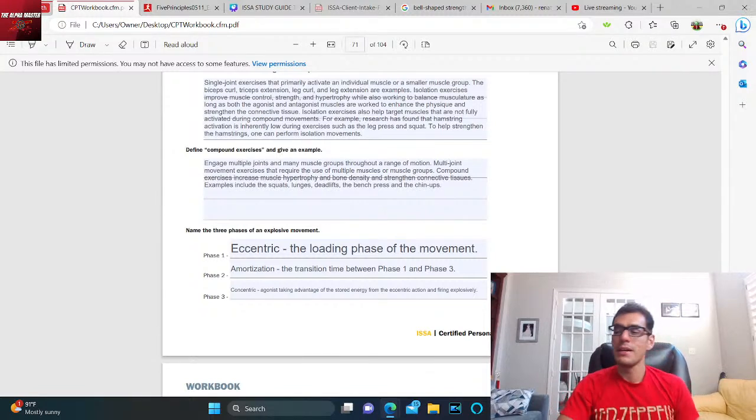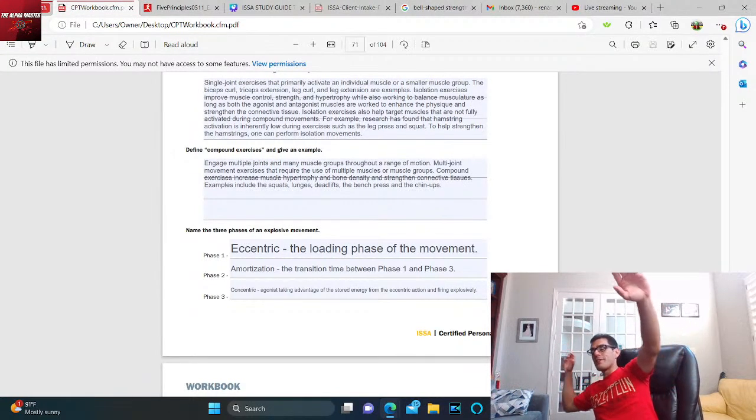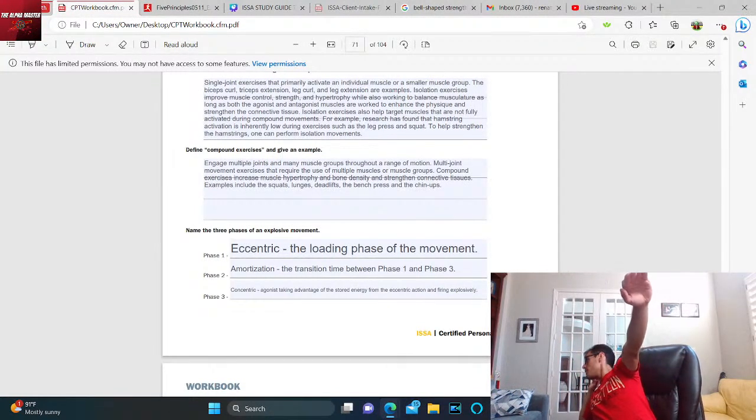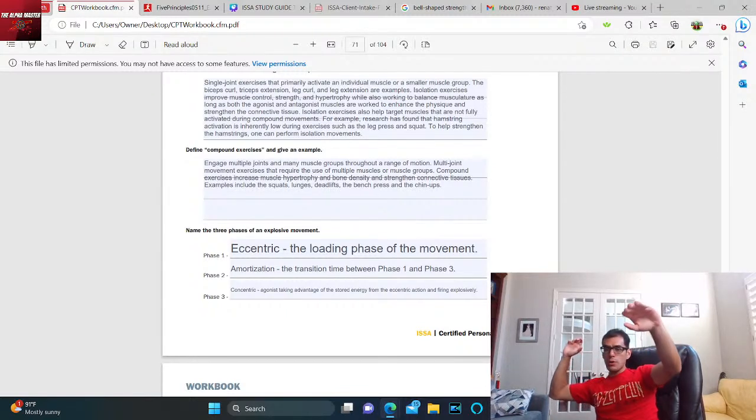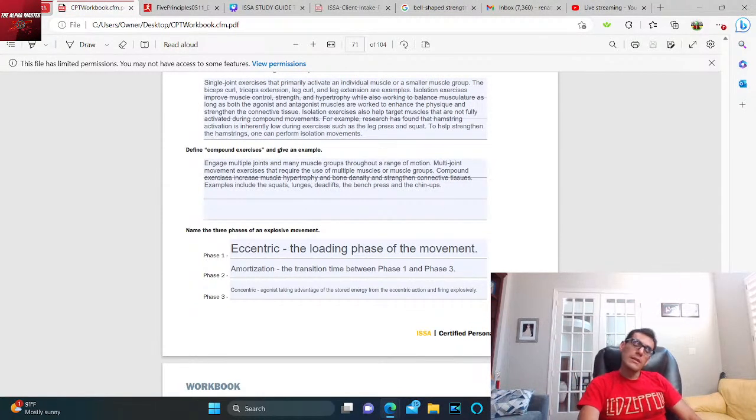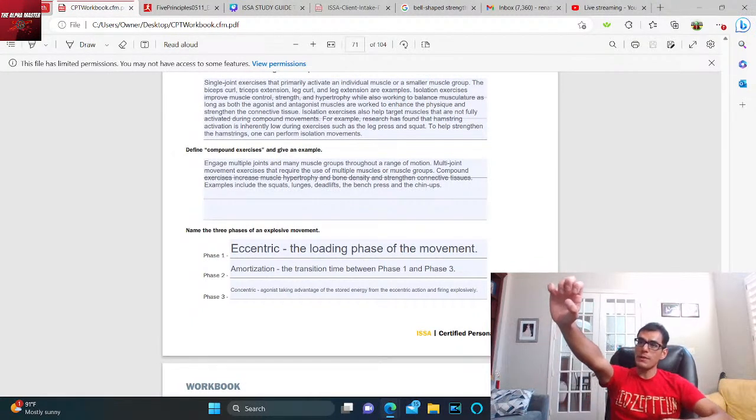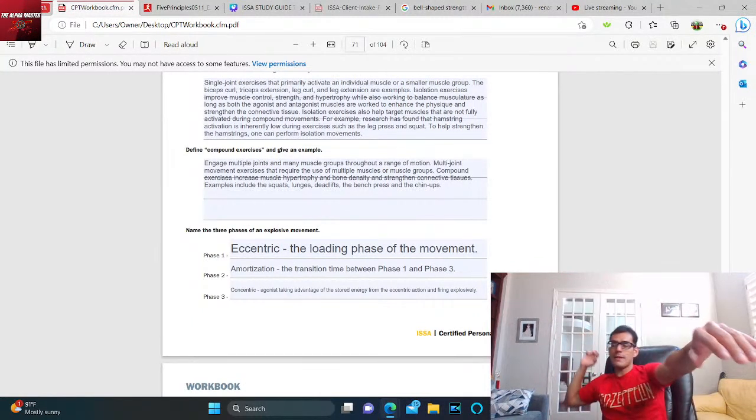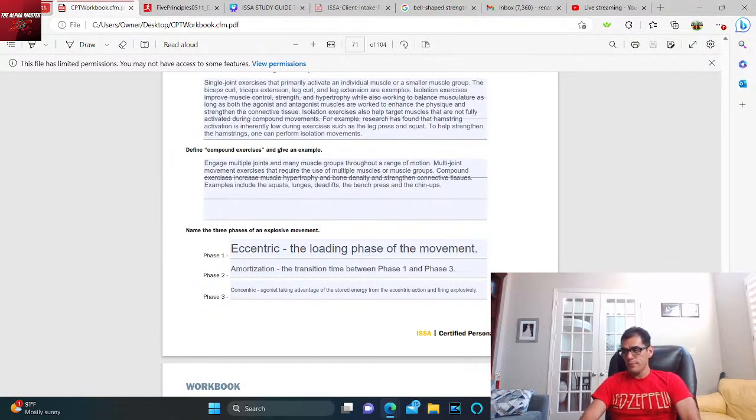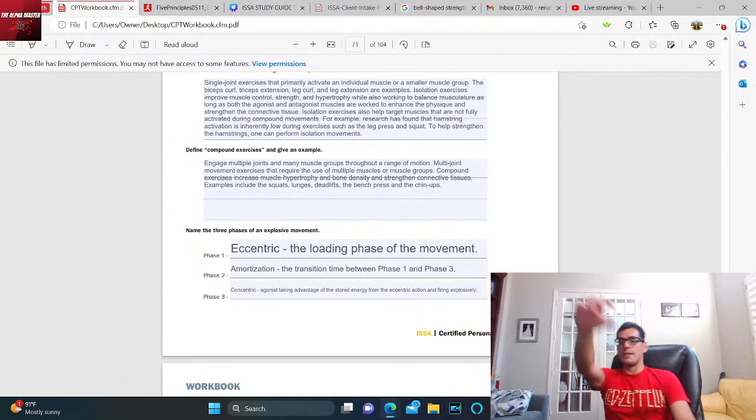Like when you are going to throw a ball, eccentric phase is going to be when you go all the way back here. Then amortization is going to be the transition time, like when you're throwing, and then in the concentric phase, the agonist takes advantage and it throws all the way. Eccentric goes the opposite direction from concentric because you have to go back here. Because if you start from the middle, your force is not going to be the same as if you go all the way from eccentric to concentric. From back here, the middle is not as strong as all the way.